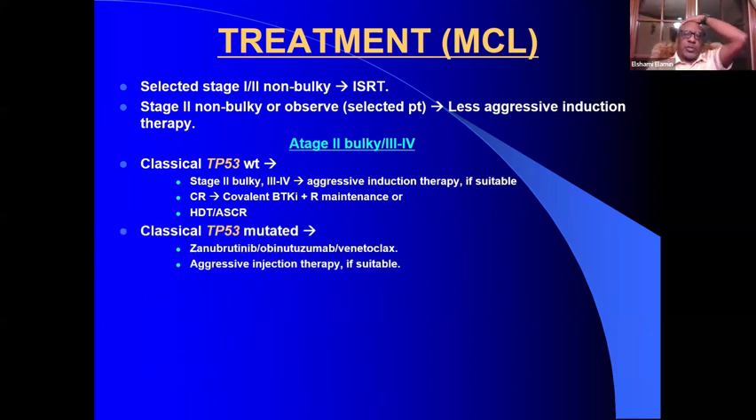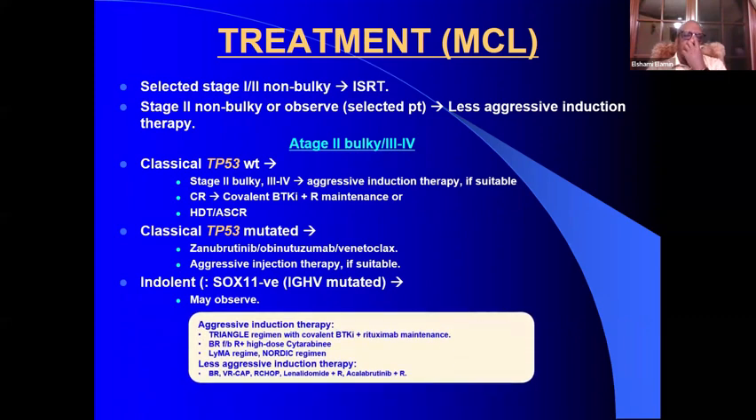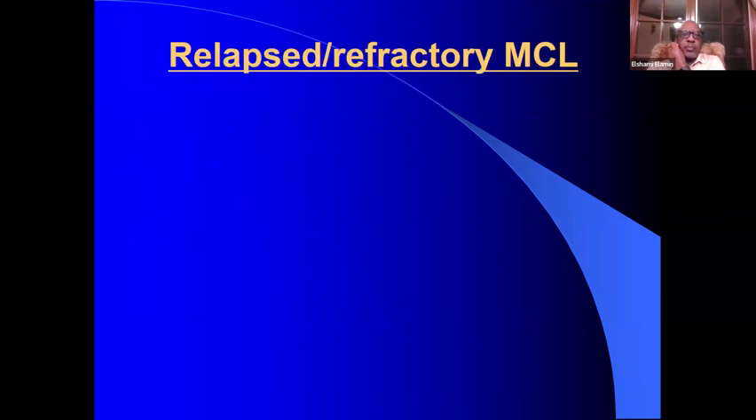Classical TP53 mutated, that's bad disease. Those are the options: a BTK inhibitor, Brukinsa, which is zanubrutinib, or Venclexta. Indolent, you may observe. Here are the regimens: aggressive induction therapy is in this box, and this is the less aggressive.